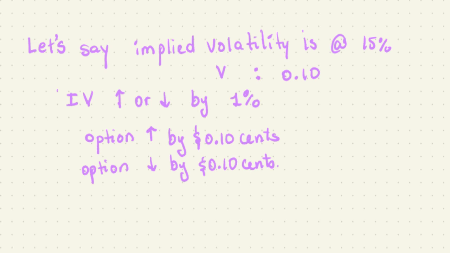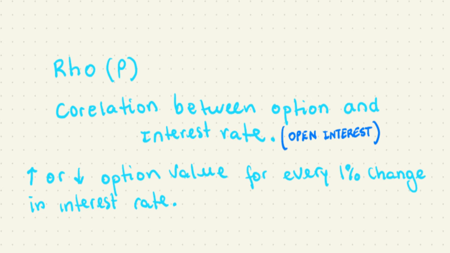If Vega is 0.10, for example here, our option will increase by 0.10, which is 10 cents. And the same thing if the implied volatility goes down to 14%, our option will go down by 10 cents since our Vega is 0.10. So the implied volatility dictates the change of the Vega, and the Vega dictates the change in our option's value. And finally, our fifth Greek for today is rho.